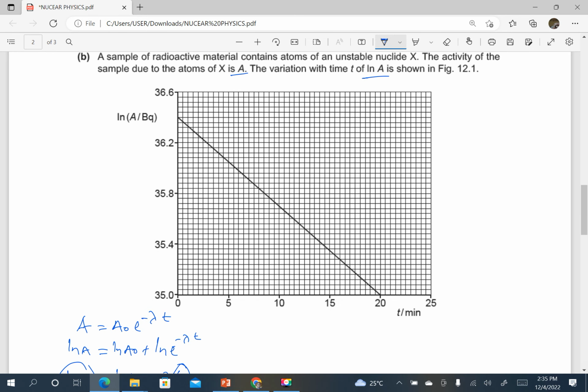So the y values we have, this is I think 36 point. The scale here is 0.4 divided by 10, that is 0.04. So 1, 2, 3, 4, 5. So times 5, that is 0.04 times 5, that is 0.2. So that is 36.4.